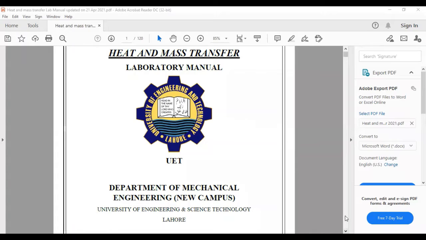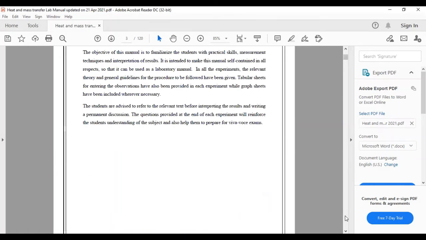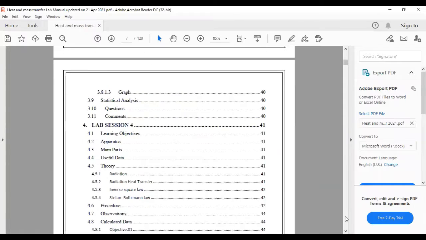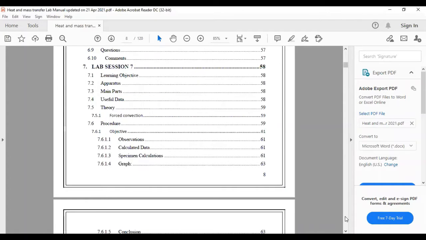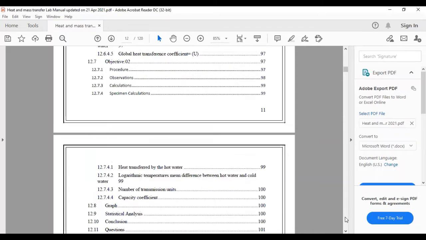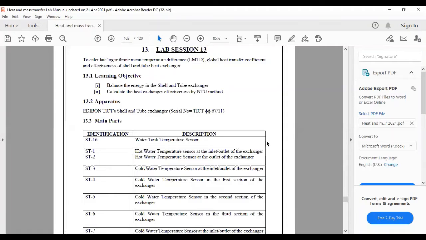My name is Muhammad Adil Munir, and today we will learn how to perform our lab session on the shell and tube heat exchanger. It is lab session number 13 in our lab manual, so I am just moving towards lab session 13, right?